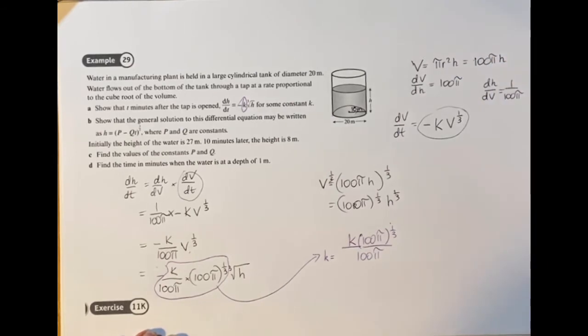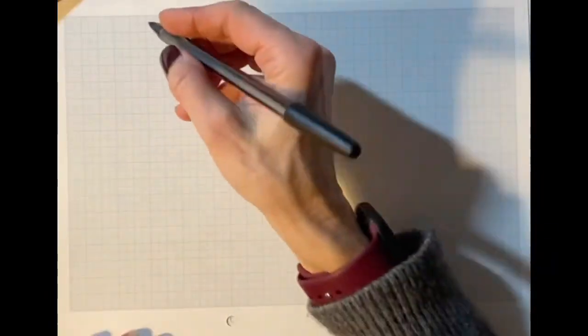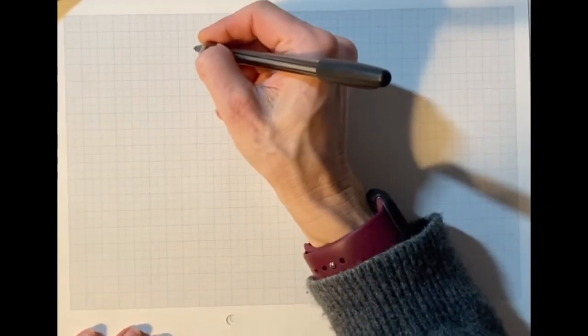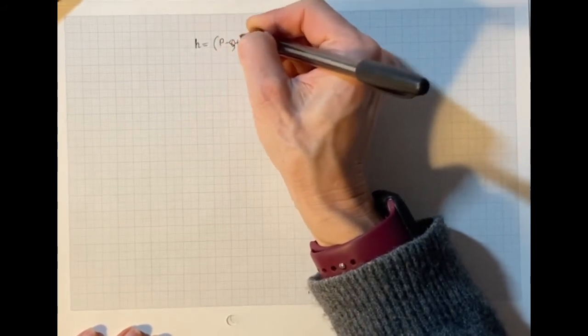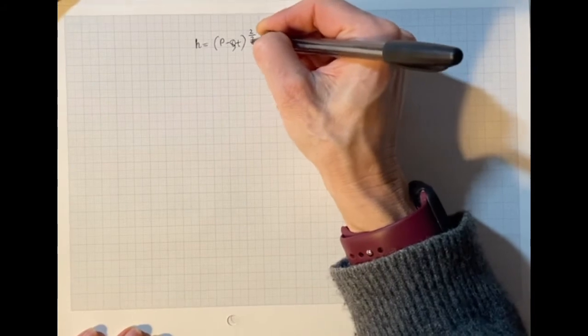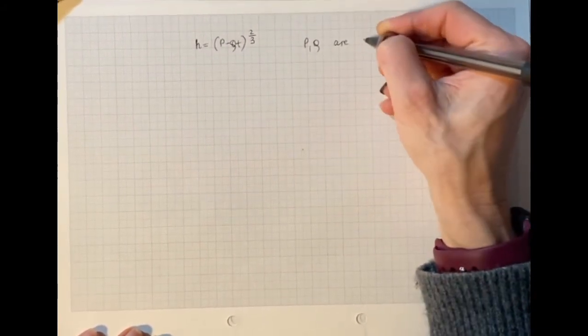Okay, so part B, we are asked to show that the general solution to this differential equation may be written as, let me just find a piece of paper, I don't think I've got enough. Oh no, I've got something. That can be written as h equals (p minus qt) to the power of 2/3, where p and q are constants.